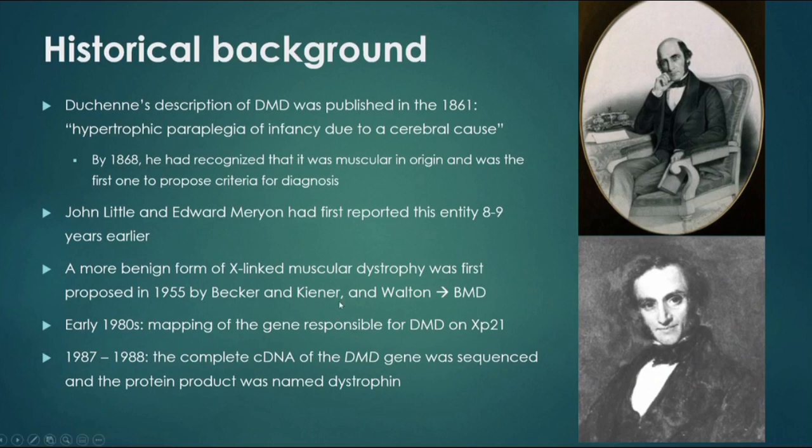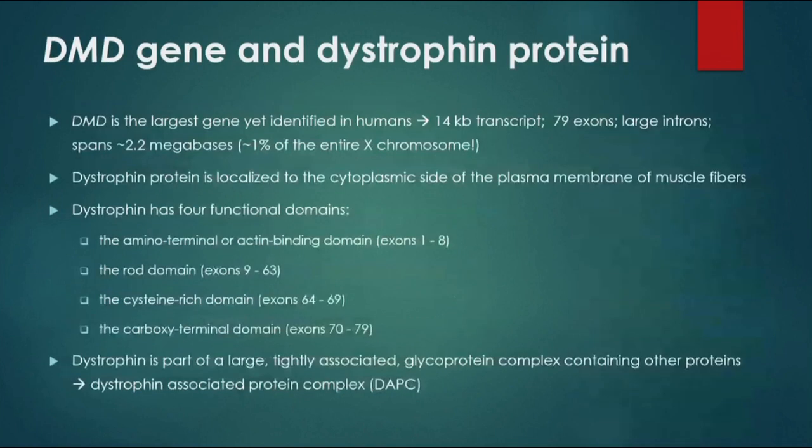A more benign form of X-linked muscular dystrophy was first proposed in 1955 by Becker and Kiener, and then by Walton, and this was named Becker muscular dystrophy. The gene responsible for this condition was mapped to Xp21 in early 1980s, and around 1988, complete complementary DNA of the DMD gene was sequenced, and the protein product was named dystrophin.